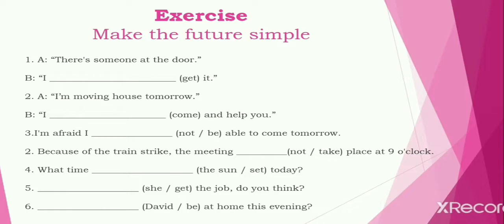Now, let's do this exercise. Make the future simple. There is someone at the door. I get it. I'm moving house tomorrow. I come and help you. I'm afraid I not be able to come tomorrow. Because of the train strike, the meeting not take place at 9 o'clock. What time the sun set today? She get the job. Do you think? David be at home this evening.